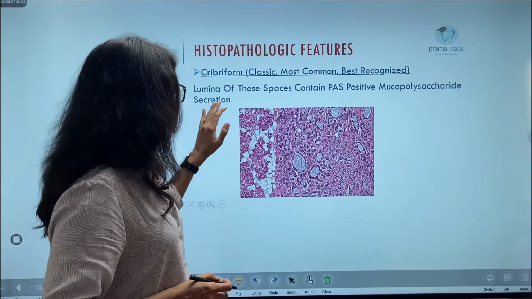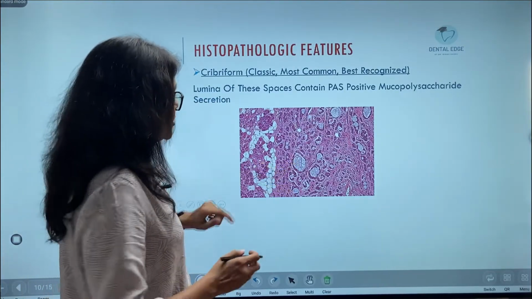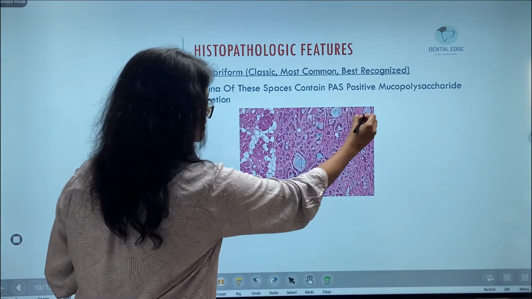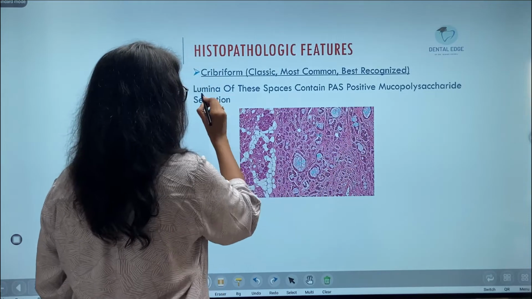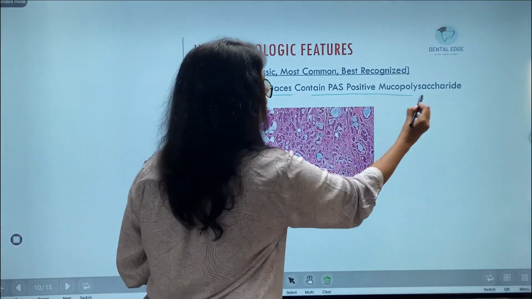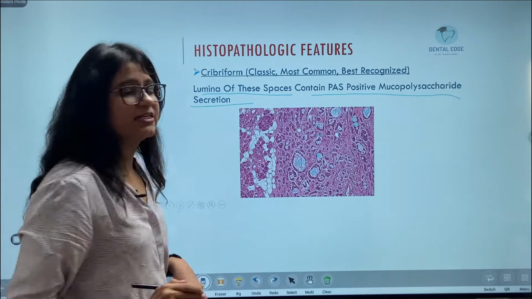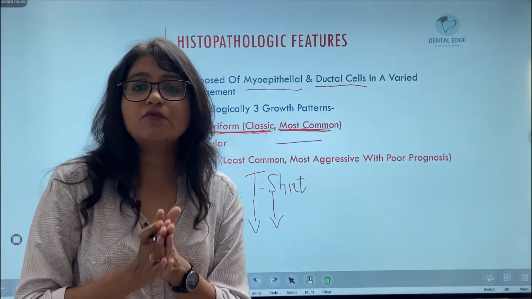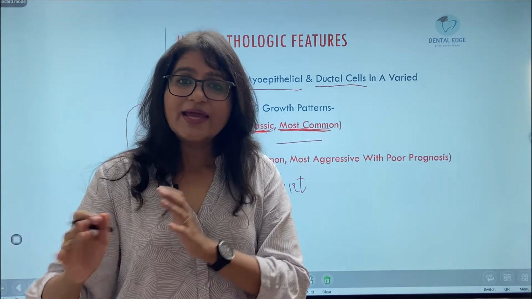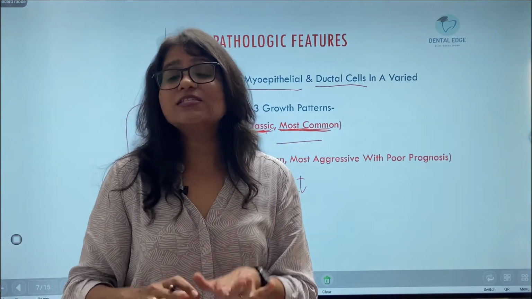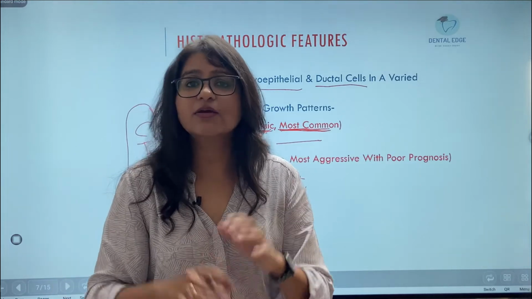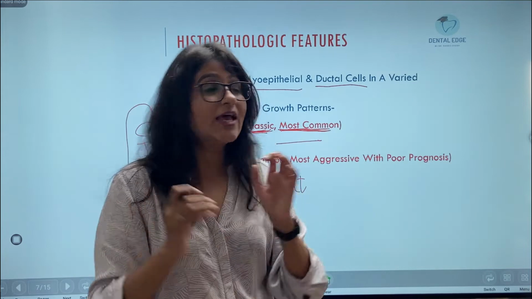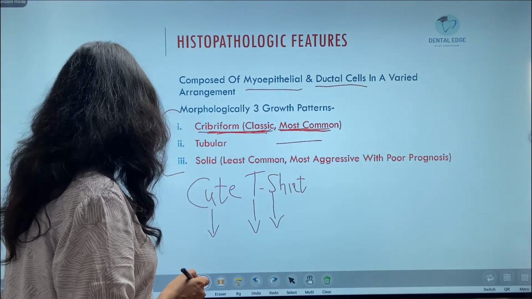Then next is the lumina of these spaces. It is a little zoomed image. These cyst-like spaces, the lumina of these spaces contain PAS positive mucopolysaccharide secretion. Correct? So what all we learned in the cribriform pattern? Cribriform pattern is the classic pattern. It is the most common pattern and it is the most easily recognized pattern. Cribriform means presence of perforation or holes. The word cribriform means this. Now why is it called this cribriform?